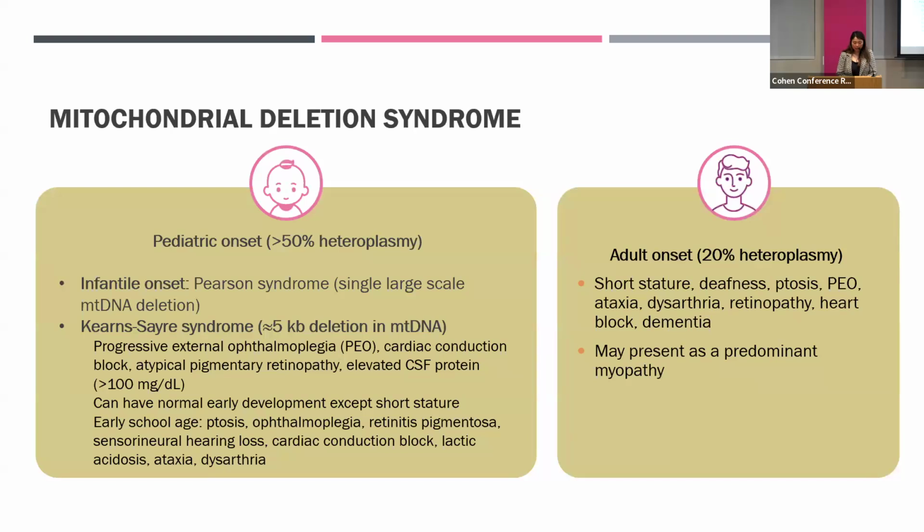So lower heteroplasmy. Again, they can have a history of short stature, deafness, and ptosis, but they can also have just the ophthalmoplegia that's adult onset and progressive over time. And then some of them may just have a muscle problem, so they just have a myopathy without all the other problems.